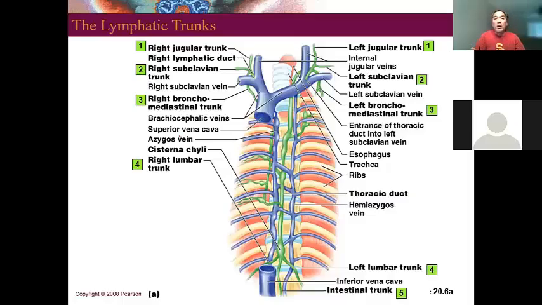Remember, they're symmetrical. They exist on both sides, except for one. The 5th trunk, called the intestinal trunk, only has 1. So that is the one that will drain the absorbed fats from your intestinal tract, okay? And that is the intestinal trunk. So let's take a look at the trunks. So remember, we just call it left or right, okay?